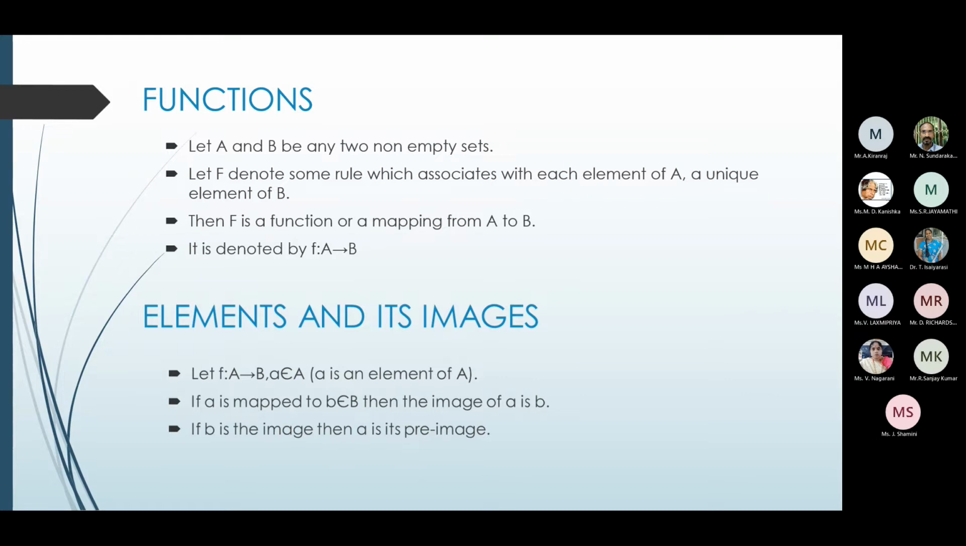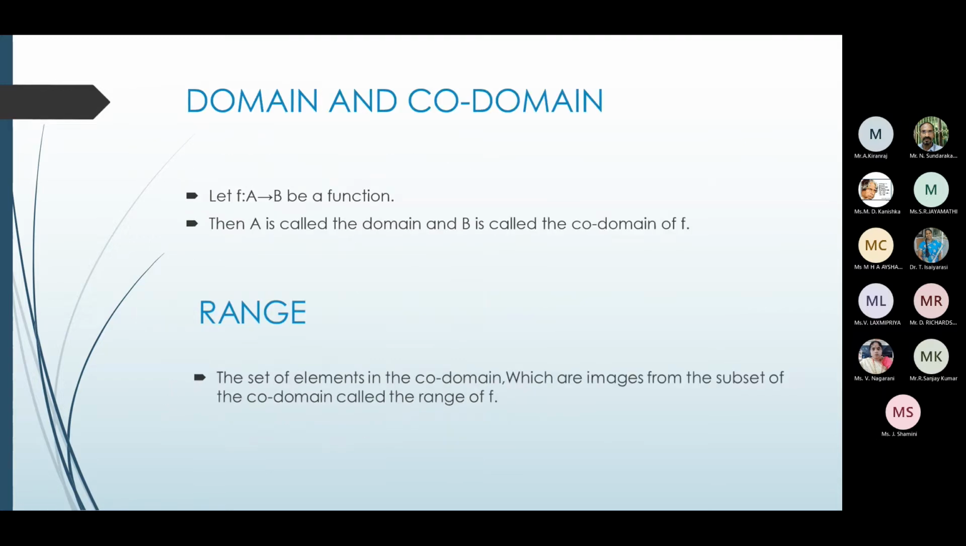Suppose we are looking in a mirror. What do we see? An image or reflection. Similarly, for any ordered pair in a Cartesian product, say A cross B, the second element is called the image of the first element. Elements and their images. Let f: A to B be a function, and a be a member of A. If a is mapped to b, a member of B, then the image of a is b. If b is the image, then a is its pre-image.